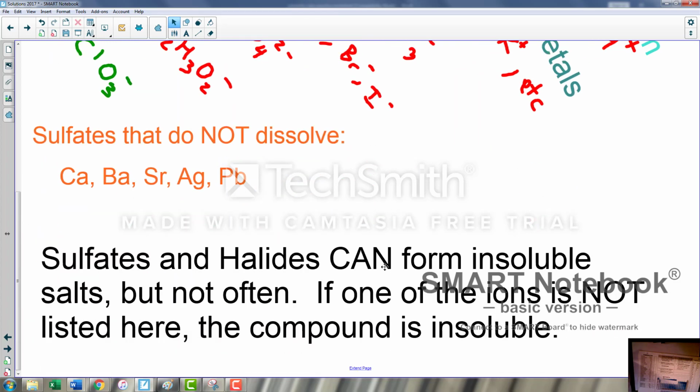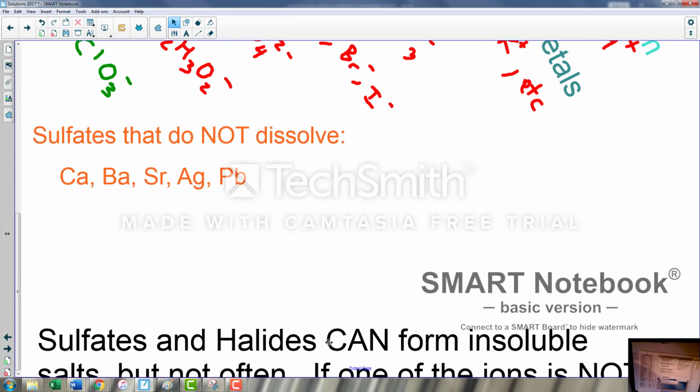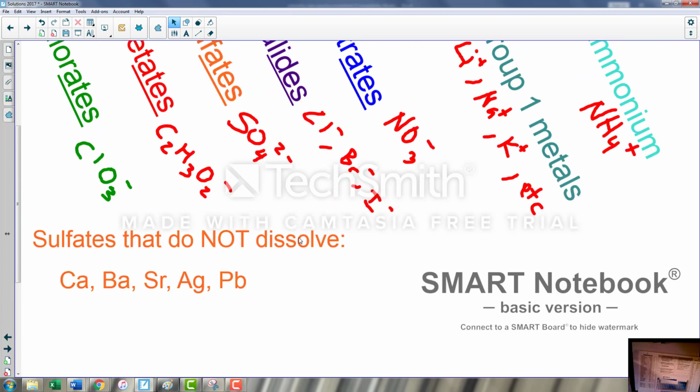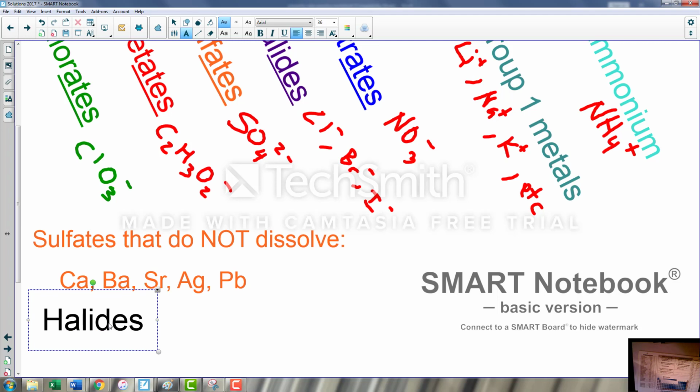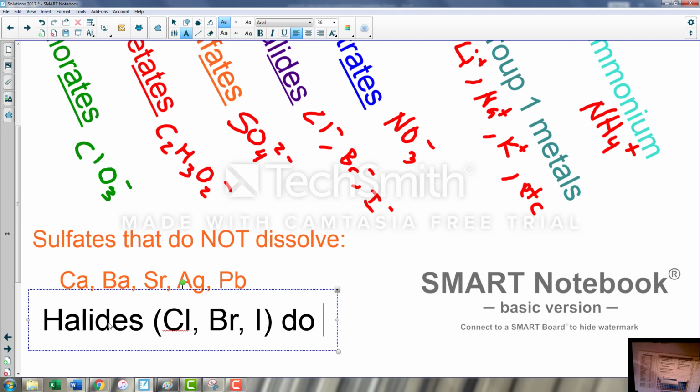And then for halides, almost all halides dissolve, but they have a couple of similar exceptions to the sulfates. Halides, which again are Cl minus, Br minus, I minus. There are a couple that do not dissolve.